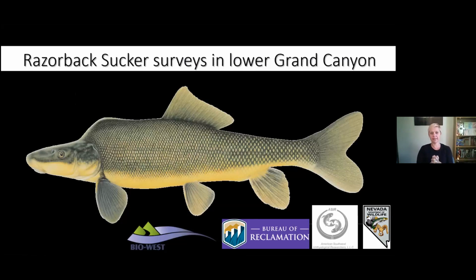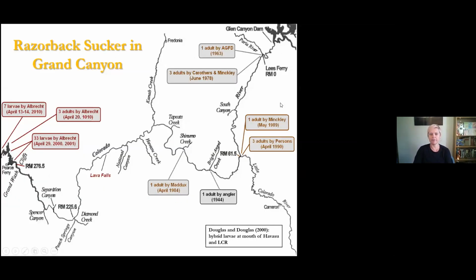And so the last thing that I'm going to talk about quickly is these Razorback sucker surveys that we're doing in the lower Grand Canyon with BioWest and ASIR and the Nevada Game and Fish. So until 2012 and 2013, we thought that Razorback sucker were extirpated from Grand Canyon. This is a map of the more recent sightings and collections of Razorback sucker throughout the river. And you'll notice that the latest one was in 2000. And then we hadn't seen them for 20 years.